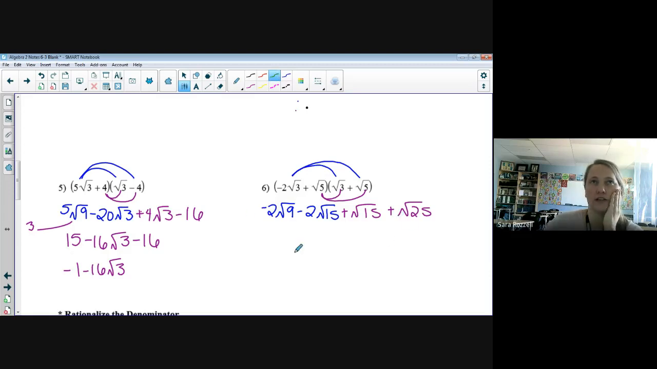Are any of these perfect squares? The 9 and the 25. So this root 9 is just going to be 3. Negative 2 times 3 is negative 6. Negative 2 root 15 plus 1 root 15 is negative 1 root 15. And what's the square root of 25? 5. And then negative 6 plus 5 is negative 1, minus 1 root 15.